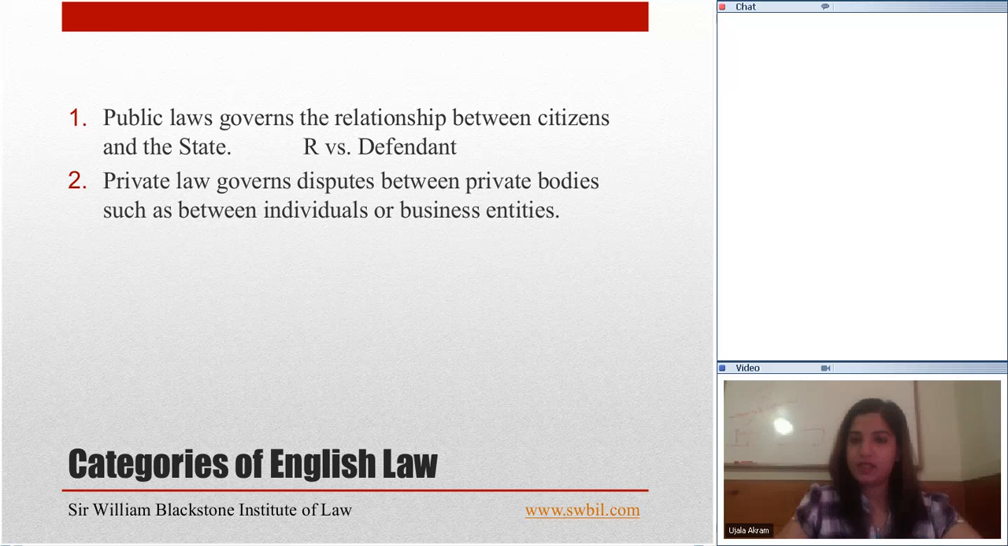Every state, every country has some laws governing the society so that everything runs smoothly. So can you name an area of law that comes under the category of public law? I have a hint here for you: R versus defendant. So I need a volunteer. If you can just write in the chat box that you volunteer to give us an example of an area of public law.